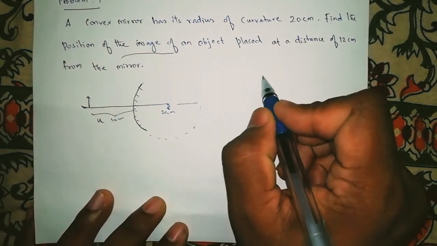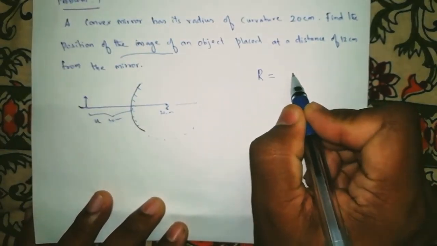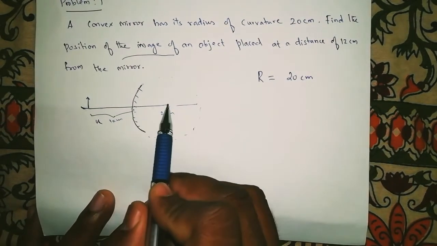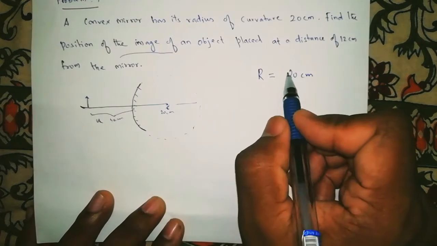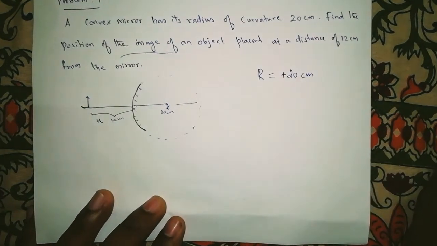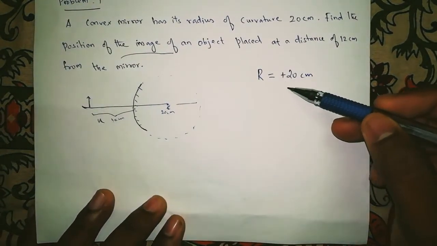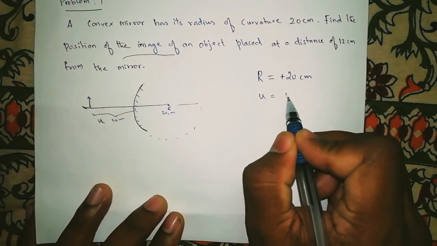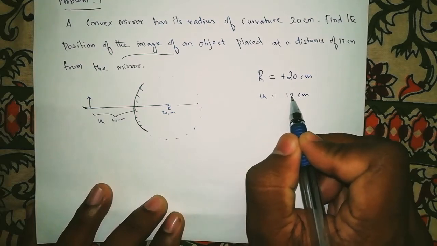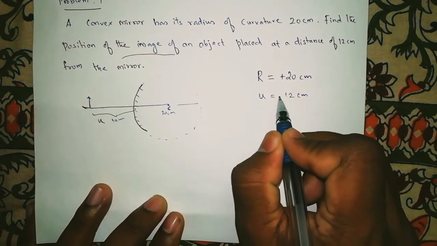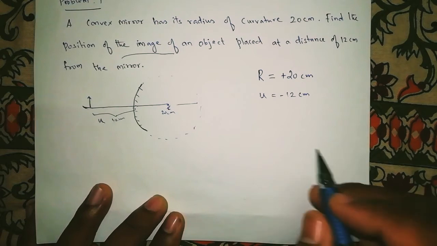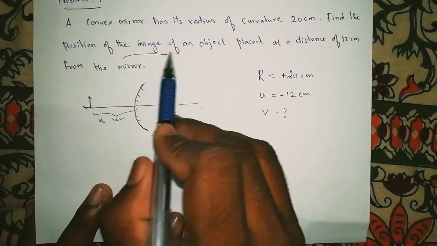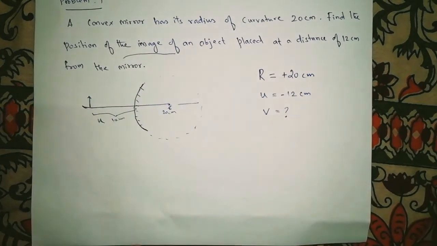What are the things which are given here? R is equal to 20 centimeter, because it is on the right hand side of the mirror, so it is measured as positive. You have to write these signs, it is very important. And u is equal to 12 centimeter, but we can't write just 12 centimeter, it is minus 12 centimeter. So what should we find? V, the position of the image of the object, which we don't know.